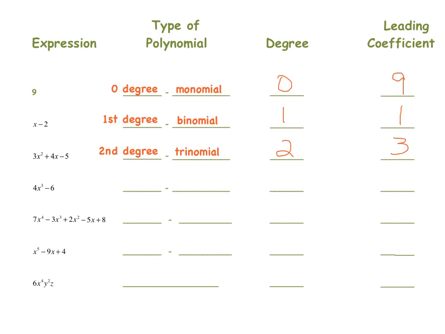Now, I want you to pause the video, and I want you to try the next 3 expressions. See if you can tell what type of polynomial it is, to what degree it is, and its leading coefficient. So after you've done that, press play, and you can check your answers.